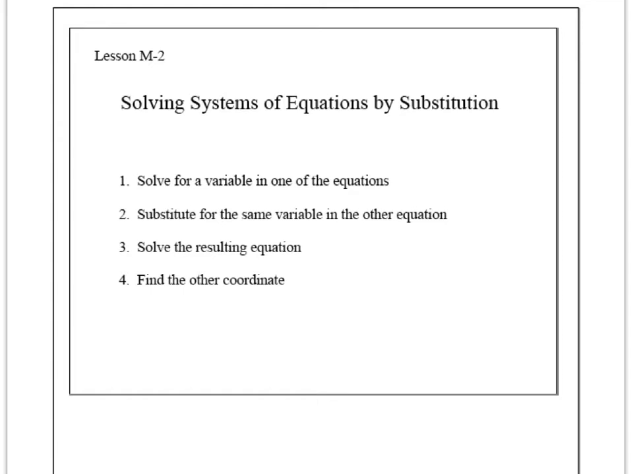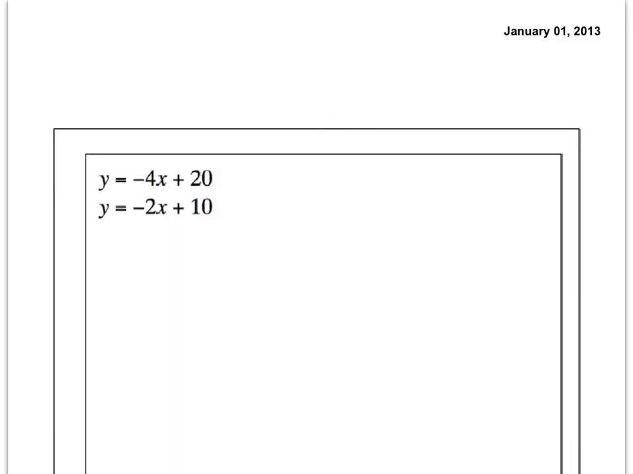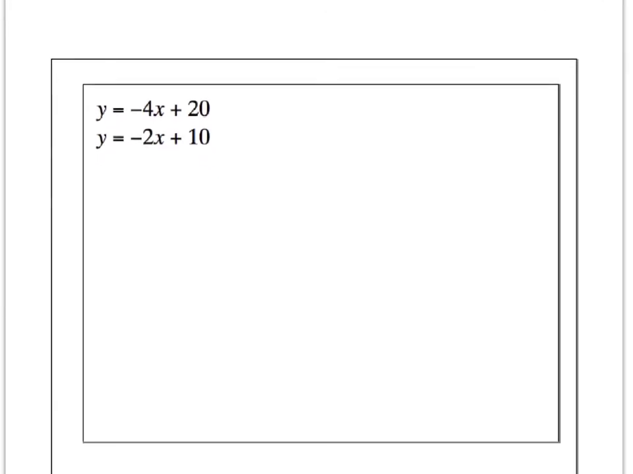You've got step 1 where you have to solve for a variable in one of the equations and then substitute that same variable in the other equation and solve the resulting equation. If you go to the next page, you'll be able to see exactly how this works. So if you go here, do you see how both of these say that y equals something? Now, in the past, we said that there was something called the transitive property.